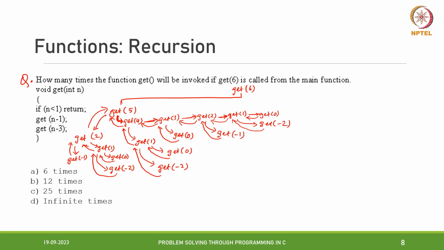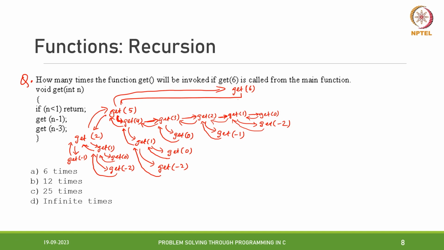Okay. Now get of 5 is done, right? Get of 5 had to do an n minus 1 calling and an n minus 3 calling. So it did both of that. It called get of 4 and get of 2. Both of them are done. Okay, no more statements to do in get of 5, so it will send back the control to get of 6.